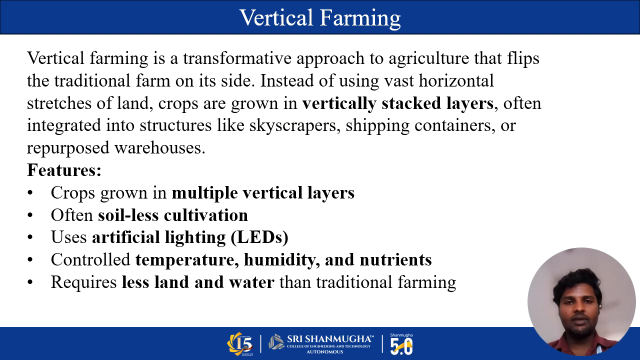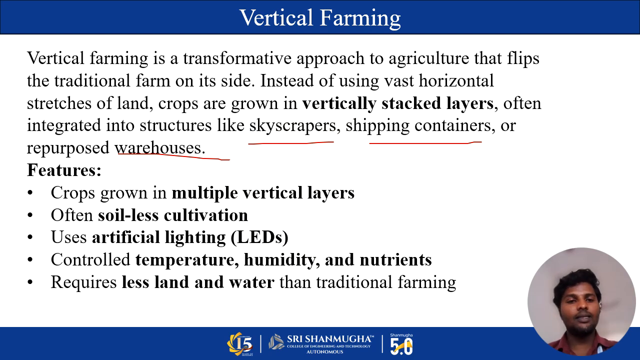In this slide I have given the definition for vertical farming. Vertical farming is a transformative approach to agriculture that flips the traditional farm on its side. Instead of using vast horizontal stretches of land as in traditional farming, crops are grown in vertical staggered layers in a particular place, often integrated into structures like skyscrapers, shipping containers, or repurposed warehouses. You can see skyscrapers, shipping containers, and warehouses are some places where you can do vertical farming.